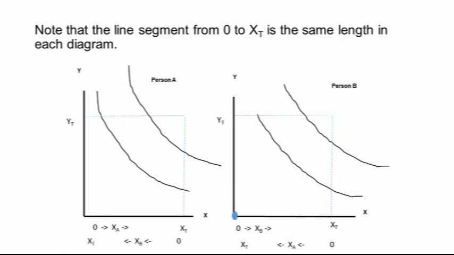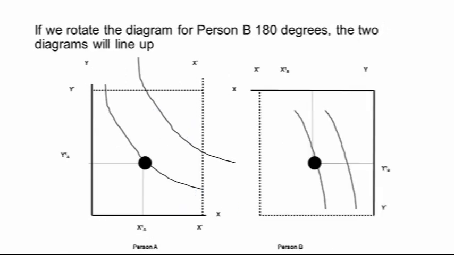So if I could find a way to put person B's diagram on person A's diagram, noting that person B's values go from right to left, 0 to xt, I'd be in pretty good shape. And the trick then is going to be to rotate person B's diagram 180 degrees. So what I've done is I've kept person A's diagram as it is, noted the maximum values of X and Y, XT and YT, and then rotated person B's diagram 180 degrees.